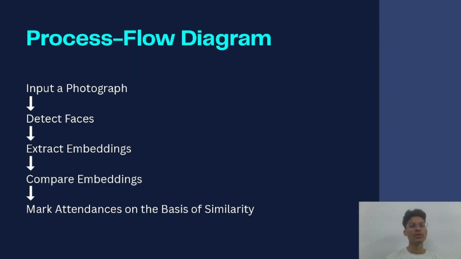Let's go through the process flow diagram. A photograph is input. Step 1, faces are detected. Embeddings are extracted. Now what embeddings are, we'll discuss in the later part. And next, embeddings are compared with some existing data, and the attendances are marked on the basis of similarity. Similarity we are going to discuss in the later part of the project.